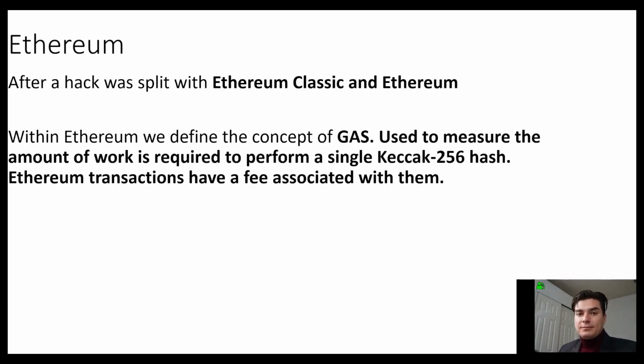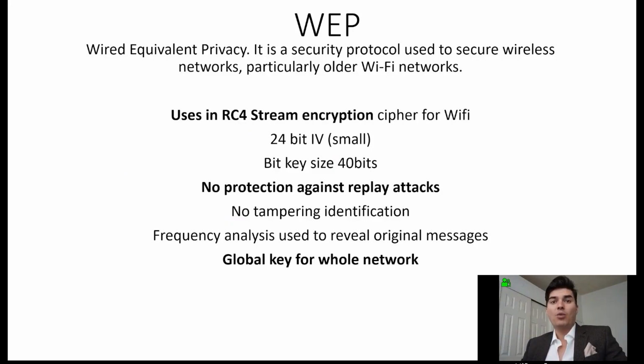Today we're going to be learning about WEP and WEP plus TKIP. So WEP stands for Wired Equivalent Privacy, and it's one of the older security protocols that they use to secure the Wi-Fi network. It uses an RC4 stream cipher encryption, and that's in bold because that's important to remember, and it uses a 24-bit initialization vector and a key size of 40 bits.